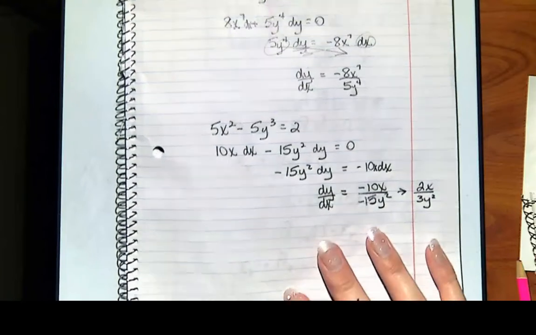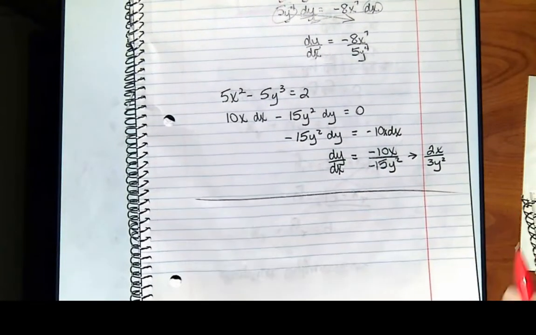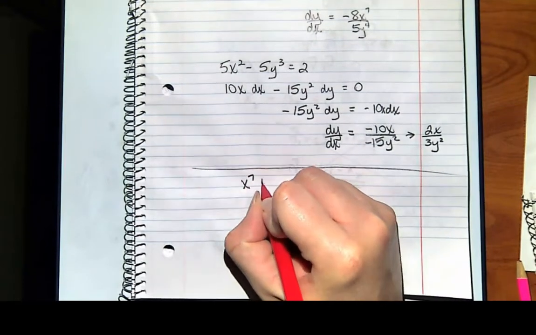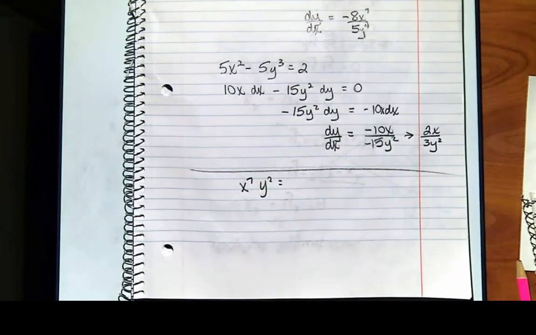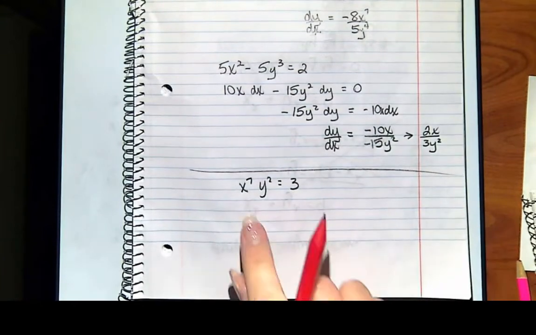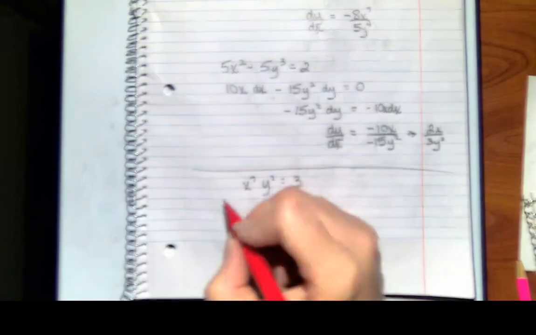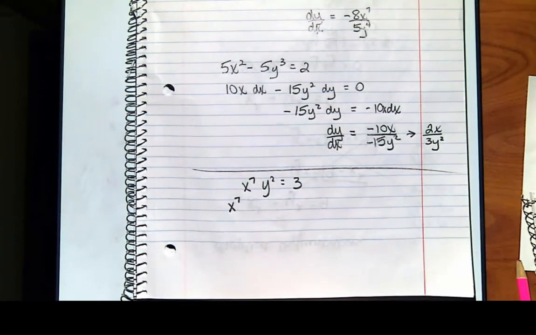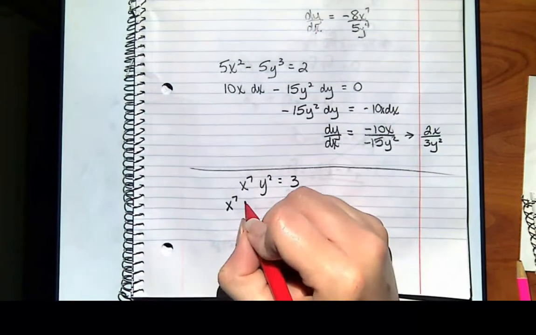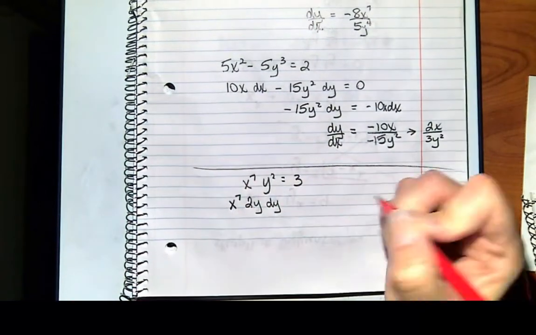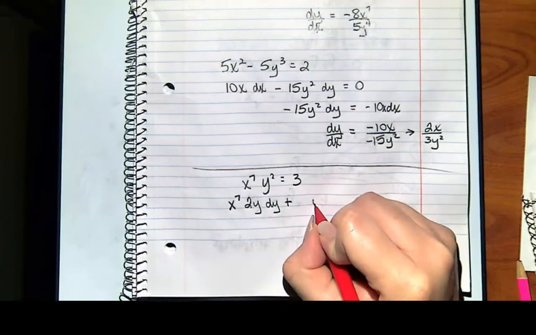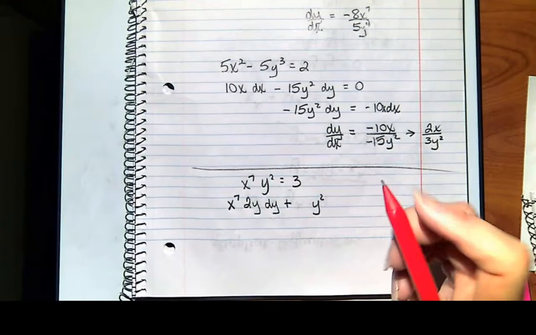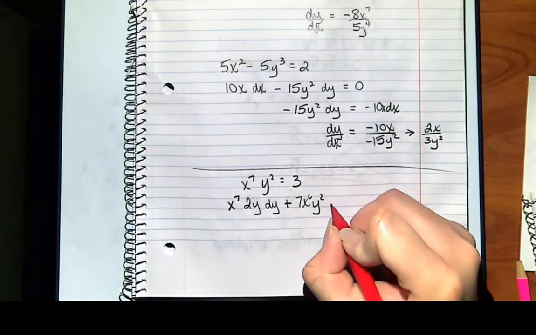Okay, let's do product rule on one of them. So I have x to the 7th y squared equals 3. So this time I'm going to have to do product rule. I have the first, which is x to the 7th, times the derivative of the second. The derivative of y squared is 2y dy, plus the second, which is y squared, times the derivative of the first. The derivative of x to the 7th is 7x to the 6th dx.